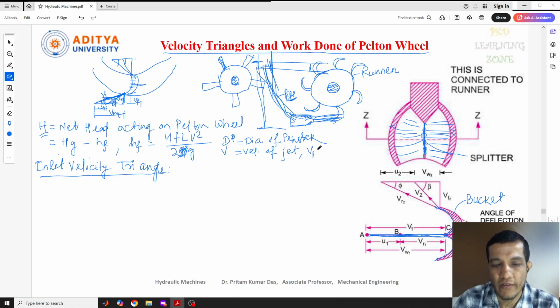So this velocity V1 is calculated for the inlet condition by the formula of 2gh. H is, as I told you, the net head acting on the Pelton wheel, and V1 will be calculated by this formula. This will be useful when you solve the problem. This is the velocity of the jet at inlet conditions.